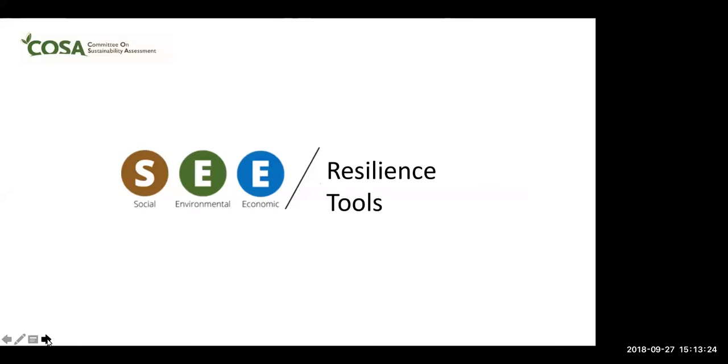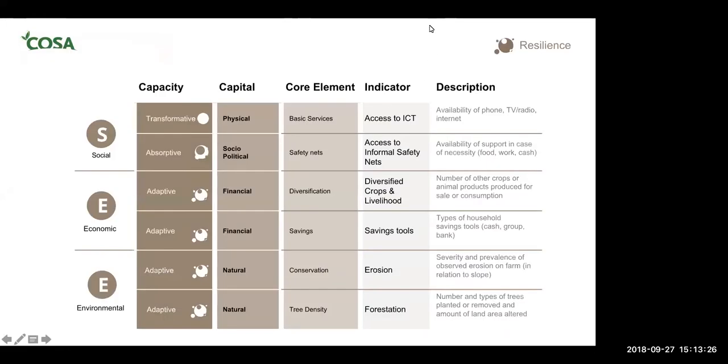The work that Keely mentioned has a lot to do with the different capacities of a farm or a community: the transformative, the absorptive, and of course the adaptive. And it can get complex. Just looking at that slide might make a few of your eyes roll. So it doesn't have to be, though. And cue the next one.